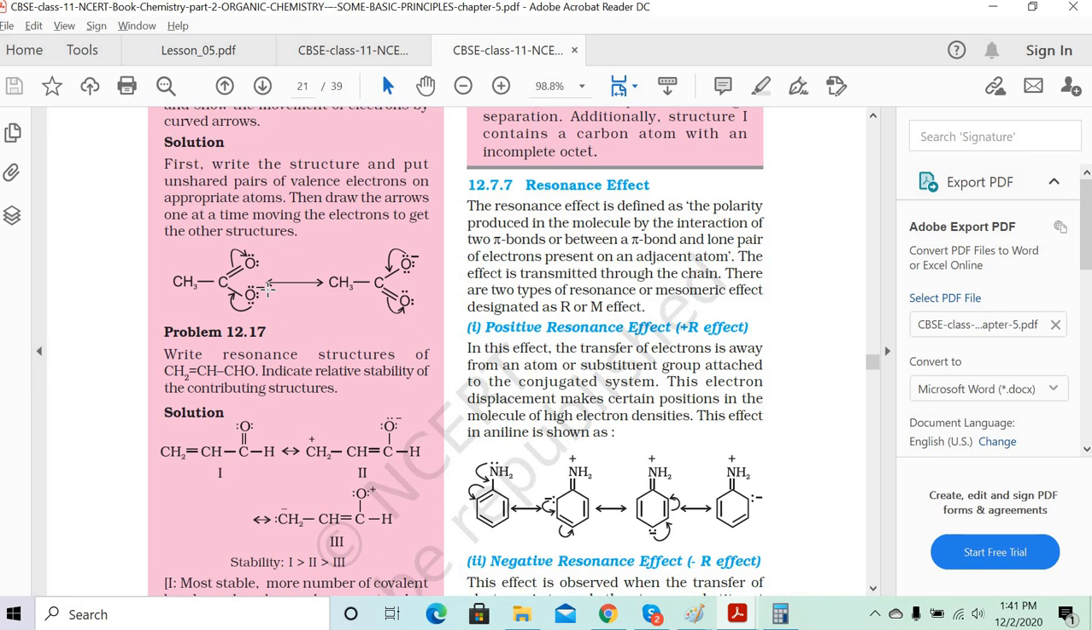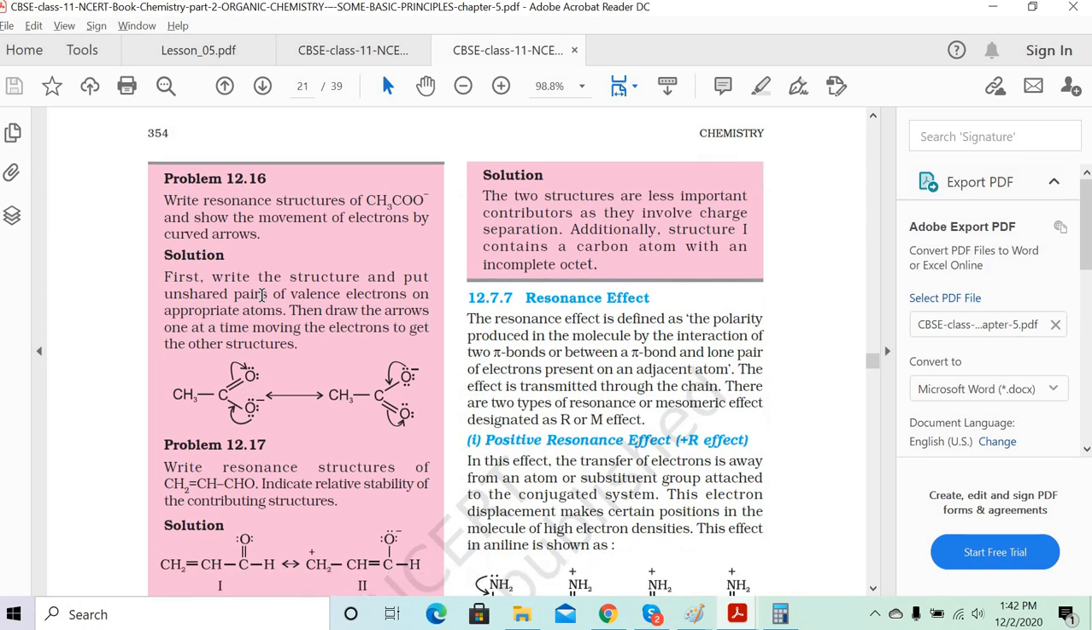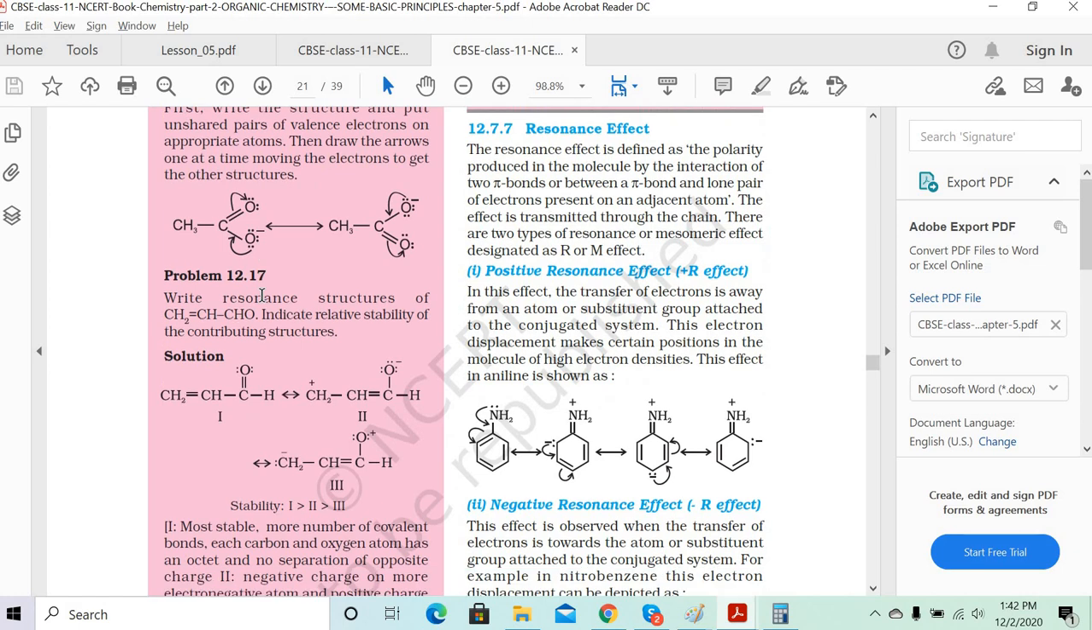Puja, have you written it now? I'm done with 12.6. 12.16 I'm done. Okay, perfect. You're clear with 12.16, right? Any questions, any doubt in 12.16? No problem. This is just like that example. Yes, that example. 12.17 is an important one.